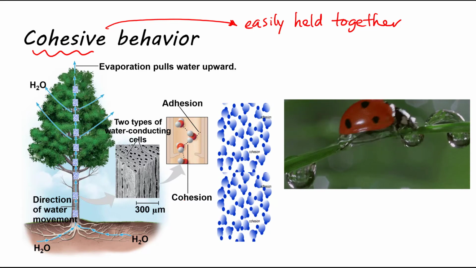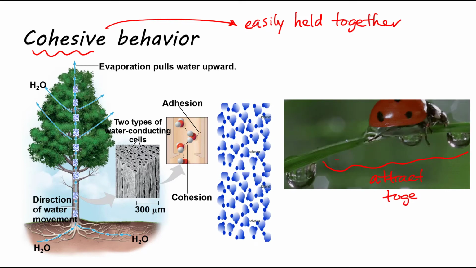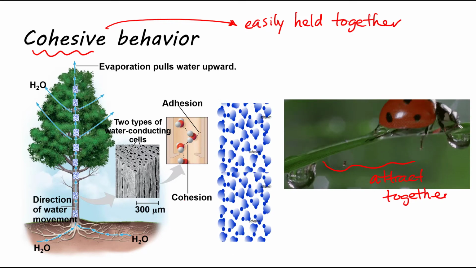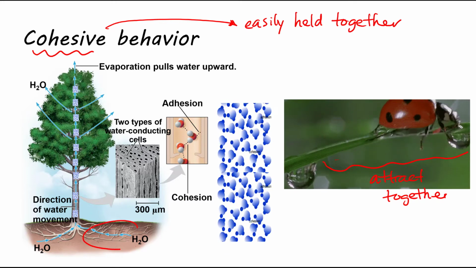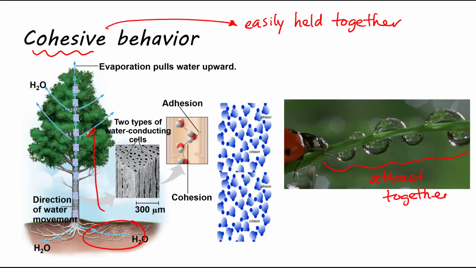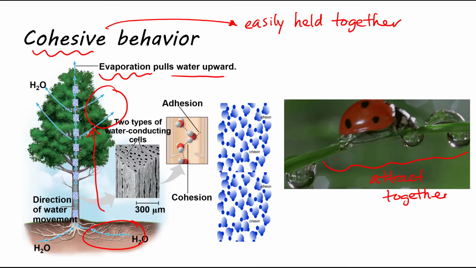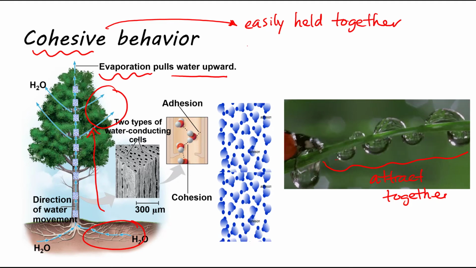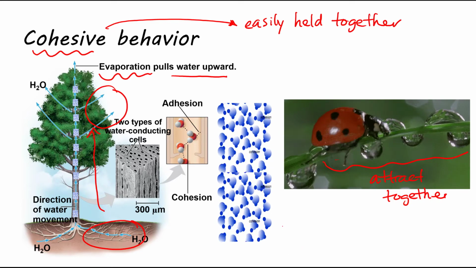As the ladybug walks past through the stalk, the water droplets get attracted together. The cohesion of water molecules also helps transport water from the root to the top of the plant, as evaporation of water at the leaf area pulls water upward due to hydrogen bonds through the water conducting cells in plants.